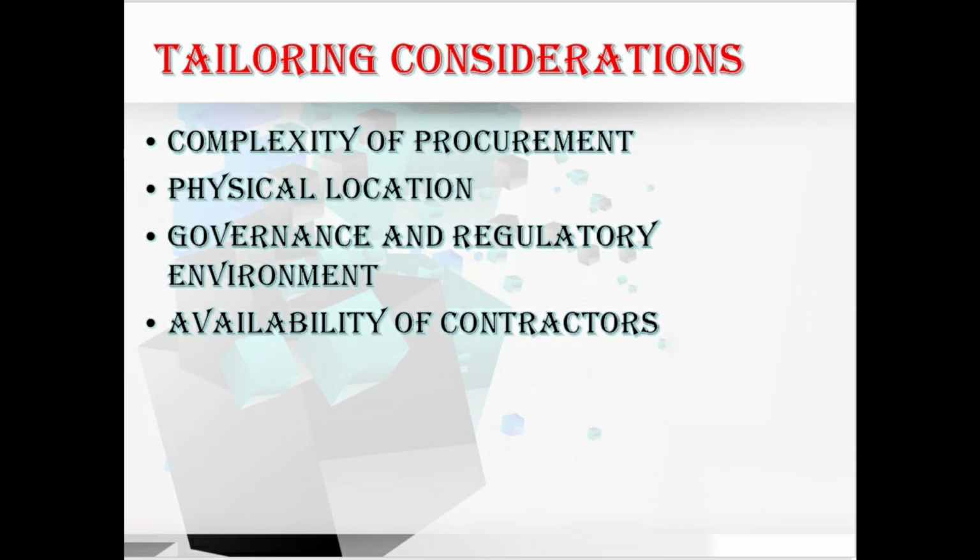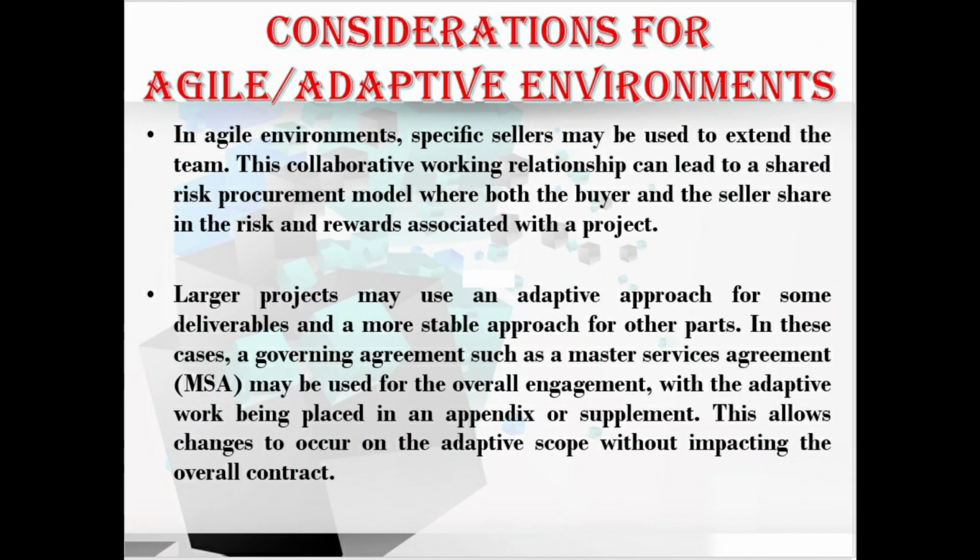Moving to the availability of contractors. In this, we need to consider whether there are any available contractors who are capable of performing the work or not. So these all need to be considered while we are doing the tailoring of choosing a different process for this procurement management knowledge area. Fine, hope you understood all the tailoring considerations. Let's move to the considerations of agile or adaptive environments.